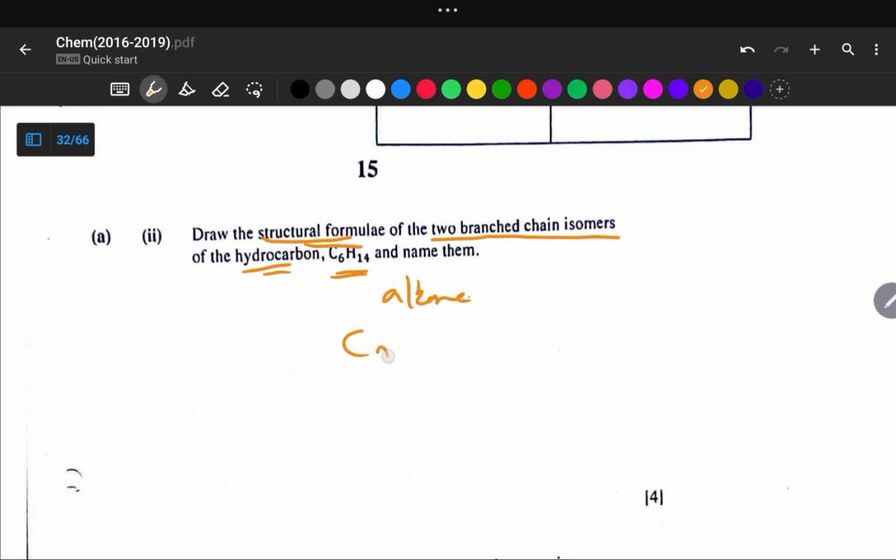So we have this general formula CnH2n+2, right? Here we are having n = 6, so 2n is 12, plus 2 to give us 14, right? So it's an alkane, and we want to draw the isomers of the alkane.